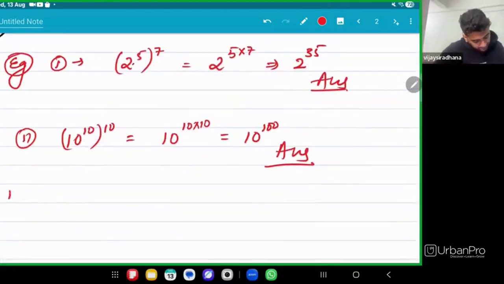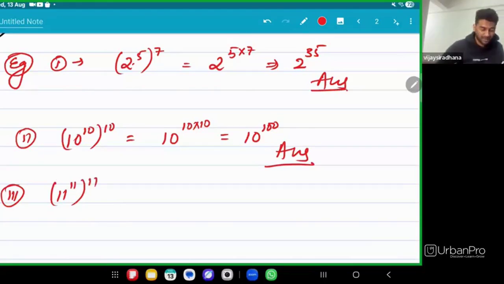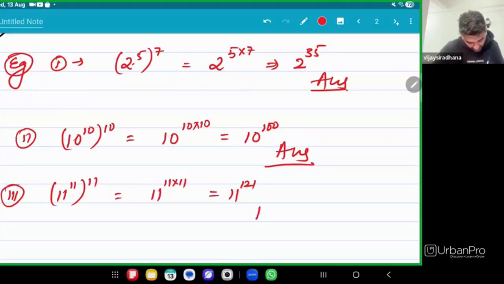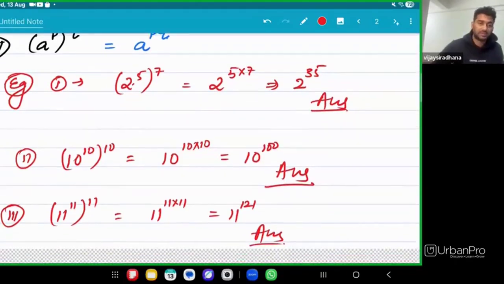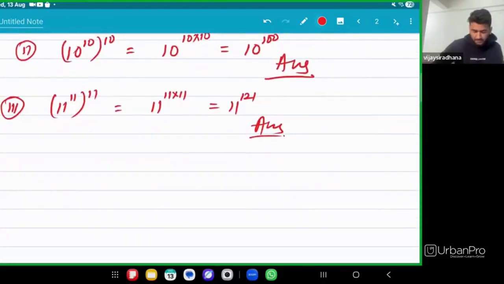The third one will be: suppose there is a question given as 11 to the power of 11 to the power of 11. Then this would be 11 to the power of 11 into 11, which is 11 to the power of 121. And this is the answer. Right? So if it is given in the form of a to the power of p to the power of q, then this is how we solve it.